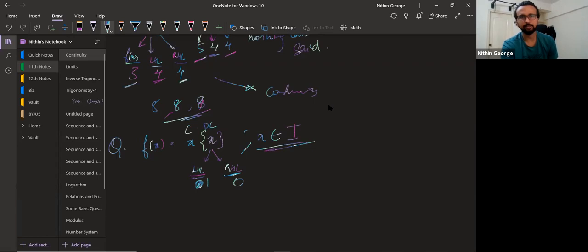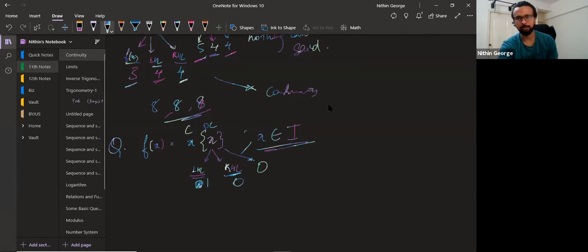Now continuous into discontinuous. What can you say? Nothing can be said. You'll have to find out more. All right. So what happens here at an integer? What is the fractional part becoming? It becomes 0 at the integral point.